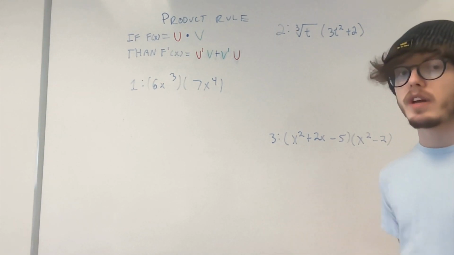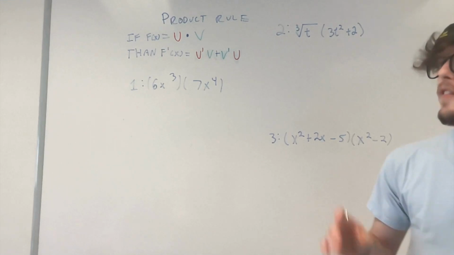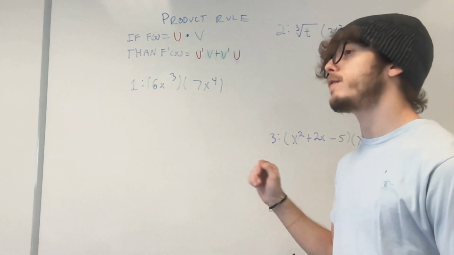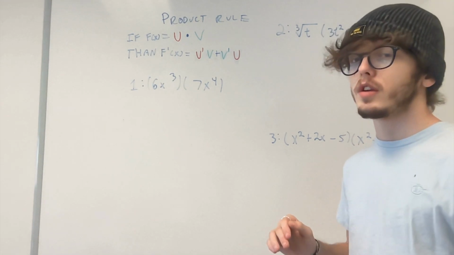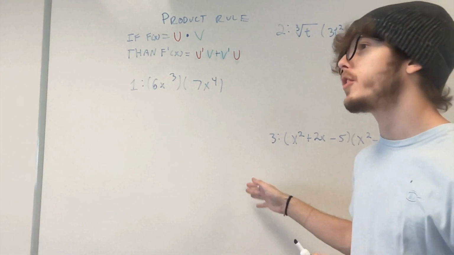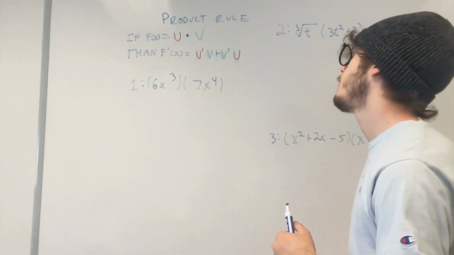So the scenario we're given for the product rule is if f of x is equal to a term u times a term v. And those are just placeholder variables. There's no real meaning to u. It's just a term that we'll call u and a term that we will call v.